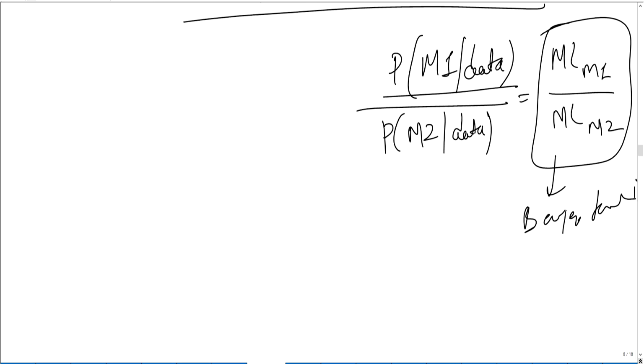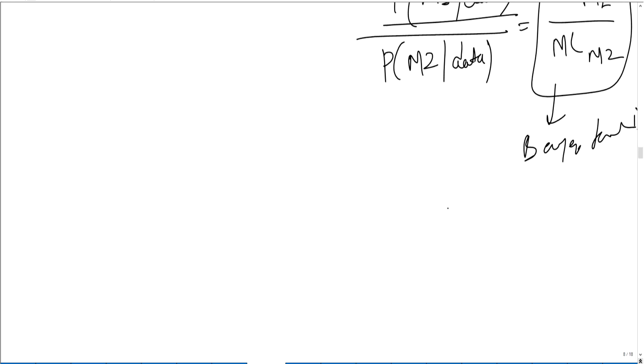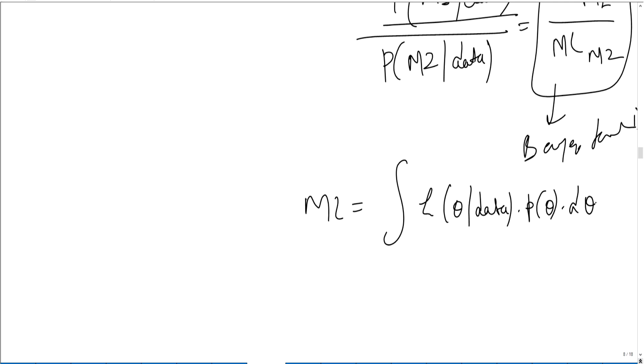Now, the question is, how do we compute marginal likelihoods? Because once we know the marginal likelihoods, we can take their ratio and compute the Bayes factor. But how do we compute the marginal likelihood of a model given the data? What is the marginal likelihood? It is the integration of likelihood and prior density of theta with respect to theta. This is the marginal likelihood.